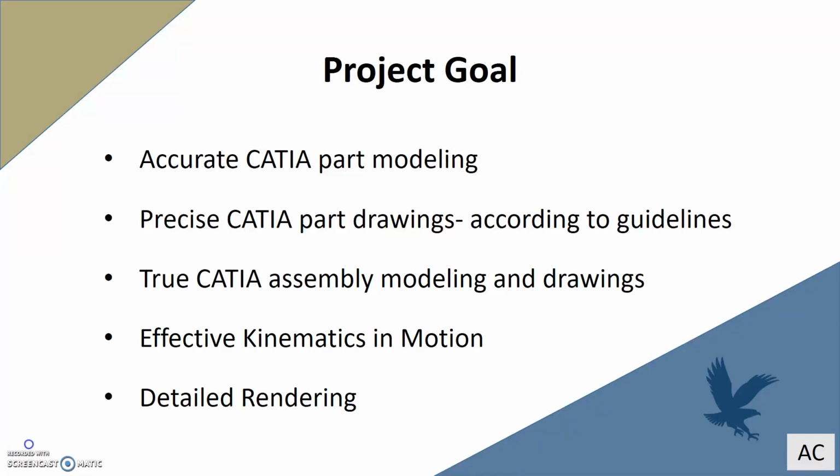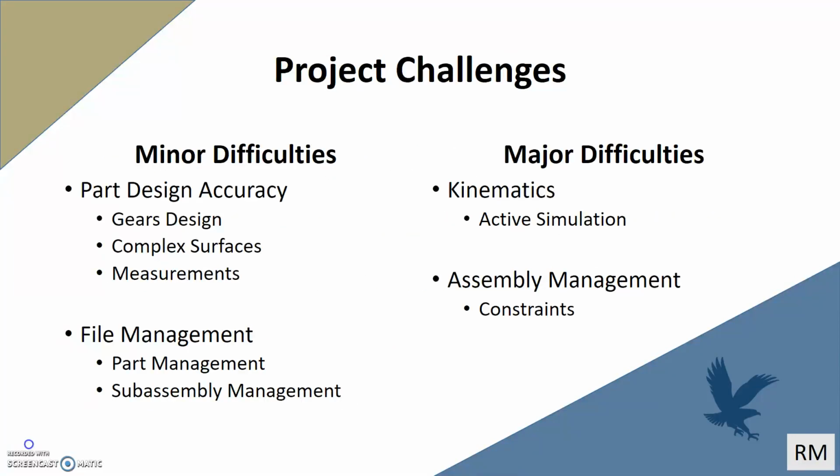As part of our project goals, we have the creation of an accurate CATIA part modeling, a generation of precise CATIA part drawings according to the guidelines, a creation of a true CATIA assembly and its drawings, and a creation of effective kinematics in motion and a detailed rendering. Now, Rajesh is going to talk about the project challenges.